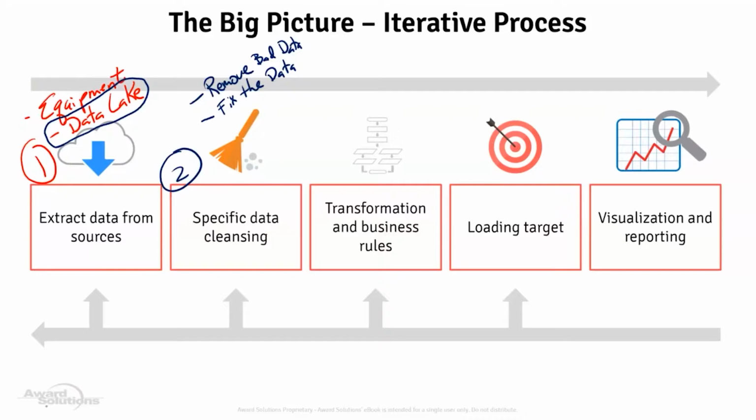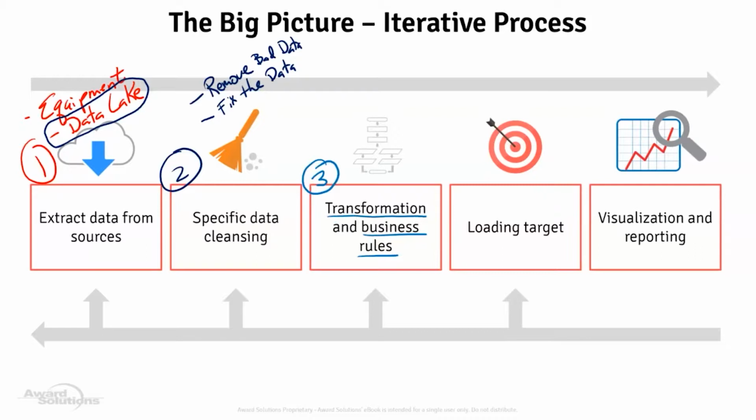So first, we're going to get the data. The second thing we're going to do is clean the data. The third thing we're going to do is transformation and business rules. When we talk about business rules and transformation for that matter, we're really getting into something that's got more of a domain expertise. We're going to make decisions based off of specific problems now.